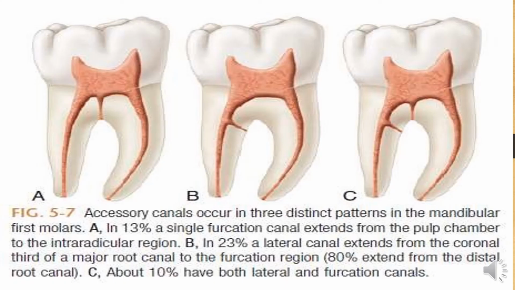There are different types of lateral canals. There can be a furcation canal, or there can be a canal which is present horizontal to the main root canal system, called the lateral canal.